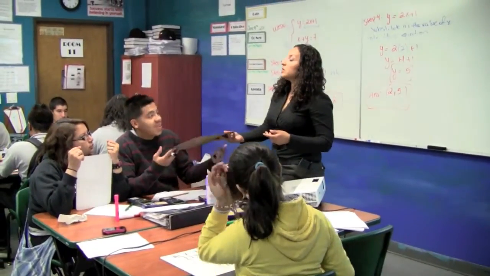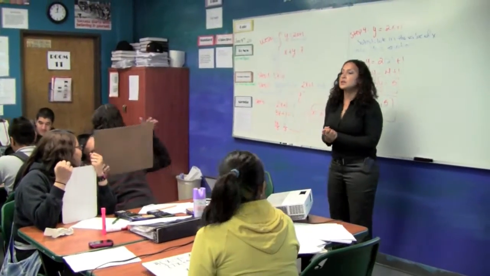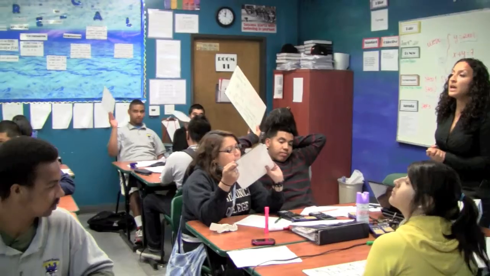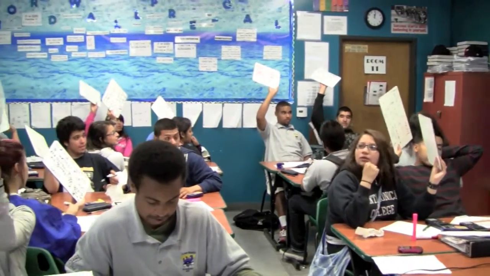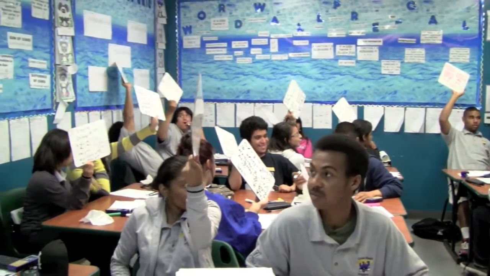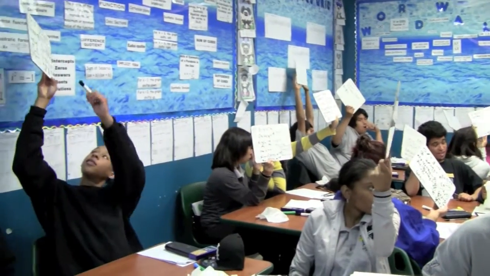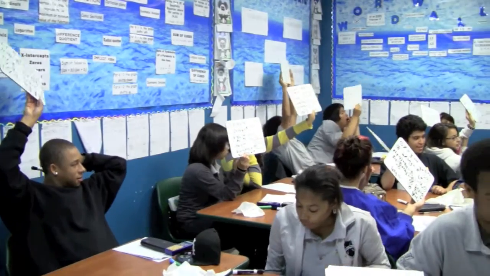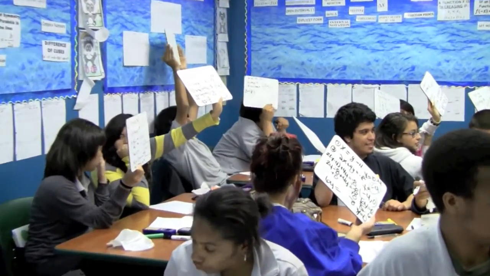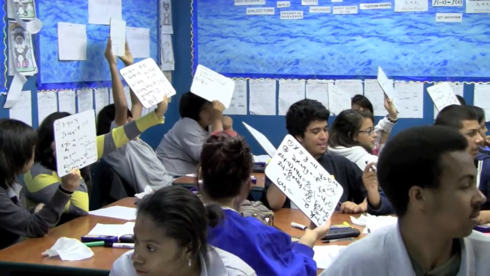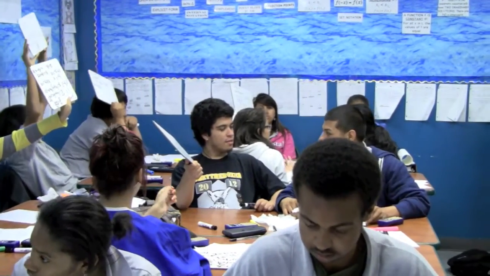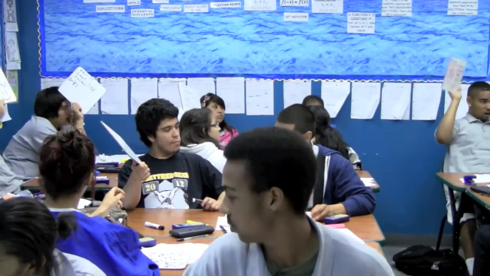All right, kiddos. At the count of three, I want to see your whiteboards. One, two, and three. Negative four, zero. Did he get it? He didn't get it? All right, I'll be right with you. Negative four, zero. Awesome.